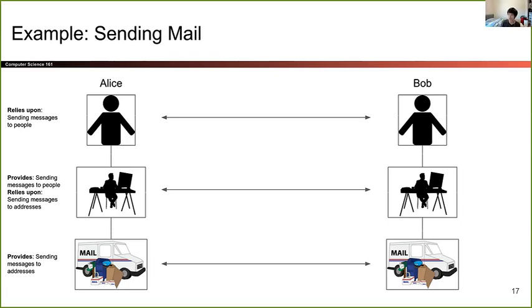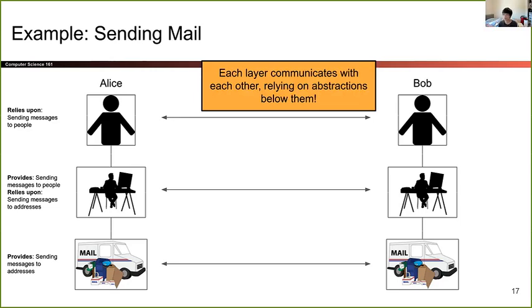But the secretary's job is also not to send messages to addresses, only to people. So the secretary hands it off to the postal service, and the postal service's job is to send messages to specific addresses. So each of these layers is doing its own function, and it's relying on the layers below to fulfill what it needs to do its own job. And here's what I said, except just in a single sentence.